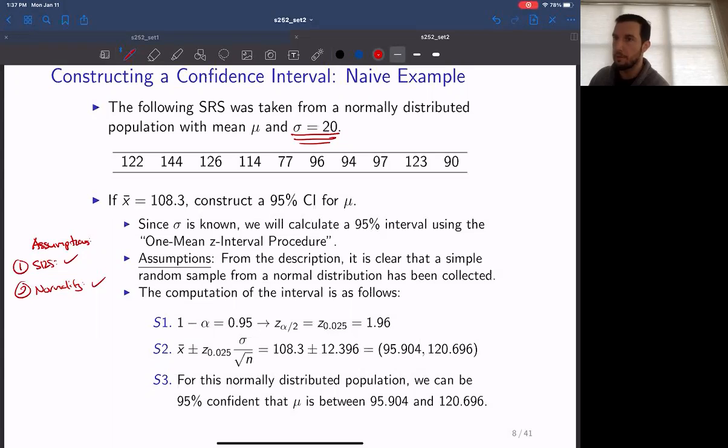So basically, on step 1, the confidence level is given, which is 0.95. What we want to do is find the Z-score to plug into our confidence interval. So this is going to be a Z-score with 0.025 of the area under the curve in its upper tail. This is what the nomenclature is telling us here.